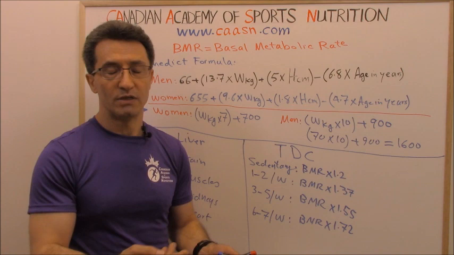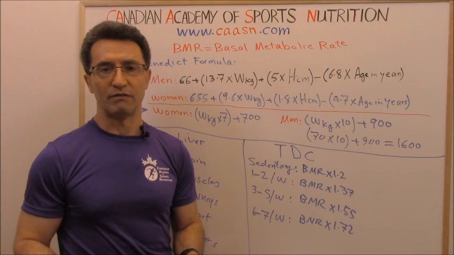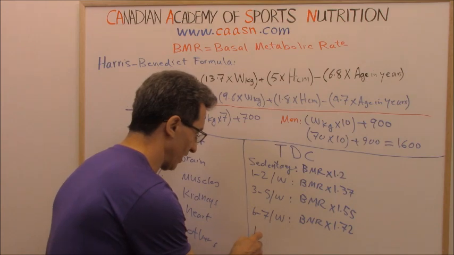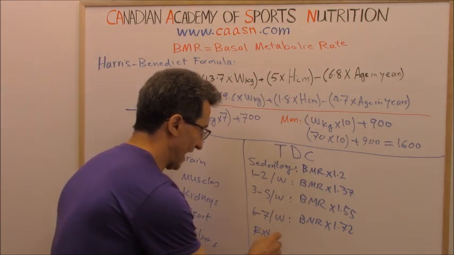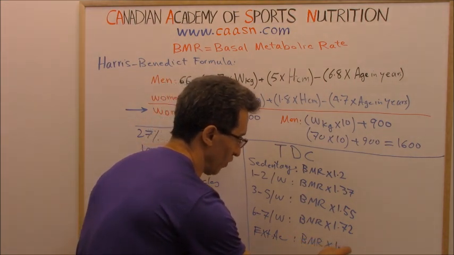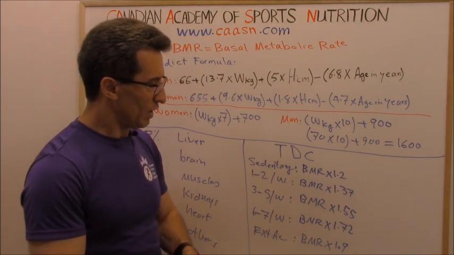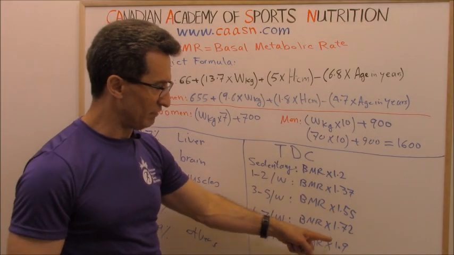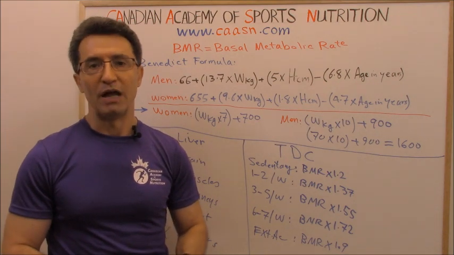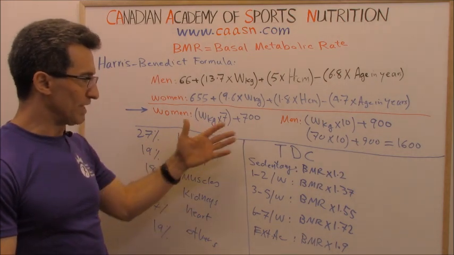Sometimes they exercise actually twice in a day. They are preparing themselves for a competition. They are preparing for basically like a marathon. For those people, we're going to call them extremely active. For those people, a BMR times 1.9. So those numbers that I put in here, 1.2, 1.37, 1.55, 1.72, 1.9, we call them activity multiplier.